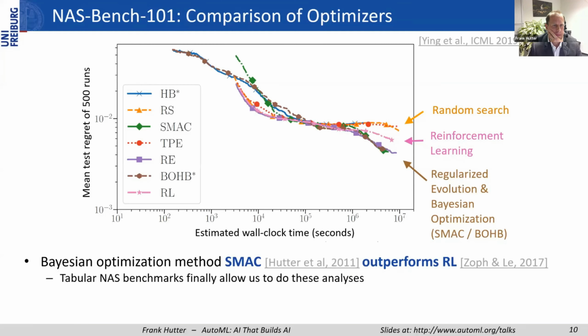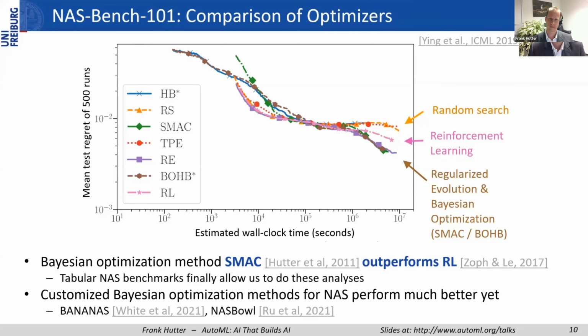However, of course, in 2017 they couldn't have known, because with 800 GPUs for 2 weeks, they could afford exactly a single run of the RL method. There is a lot of noise, and it would have been really hard to run other methods. But now, with these tabular neural architecture search benchmarks, we can do these analyses, and we can easily run each of these optimizers 500 times in minutes on a laptop. That is what we gain from tabular benchmarks. And actually, modern and customized Bayesian optimization methods for neural architecture search have been shown to perform much better, for example the BANANAS paper or NASBOWL, which are quite exciting.